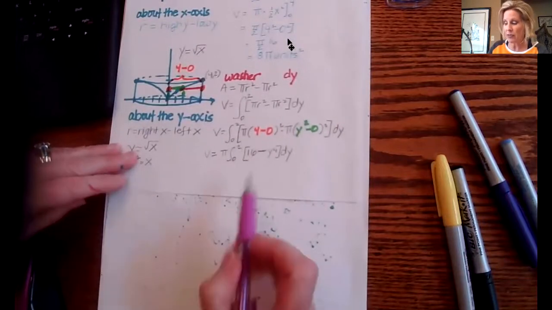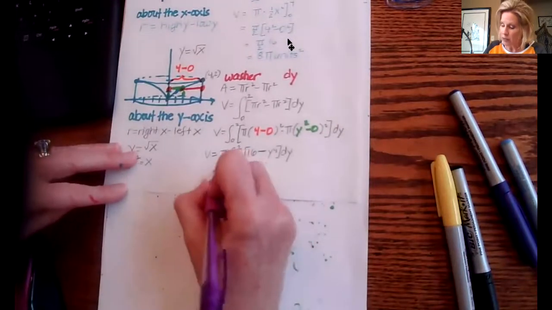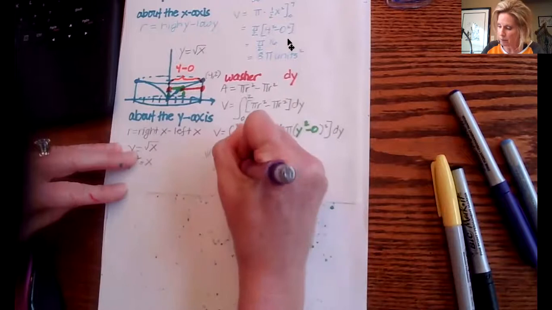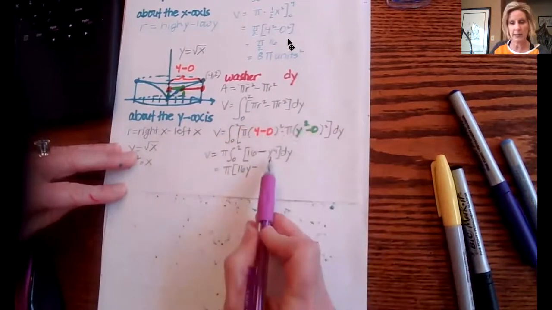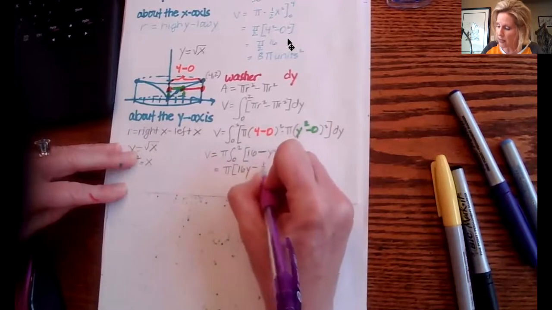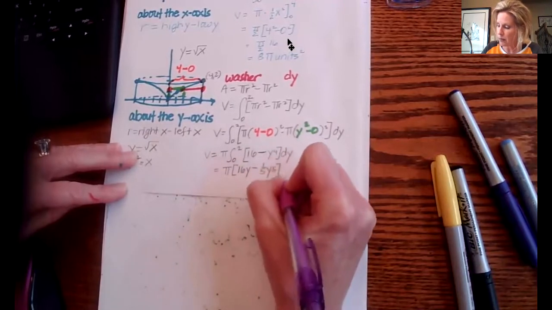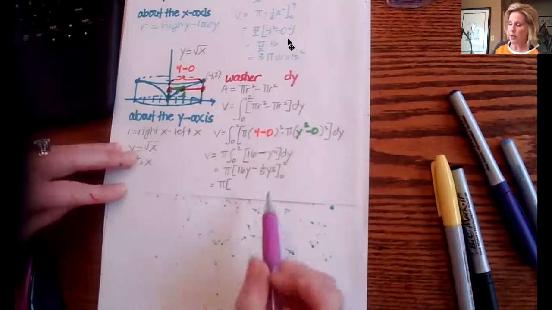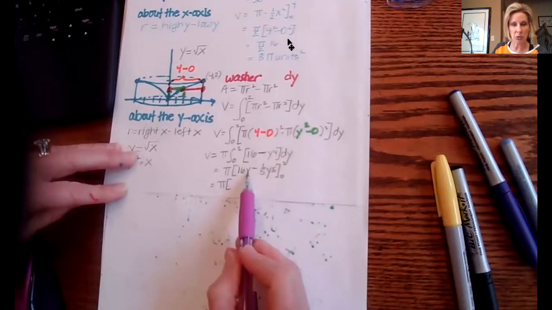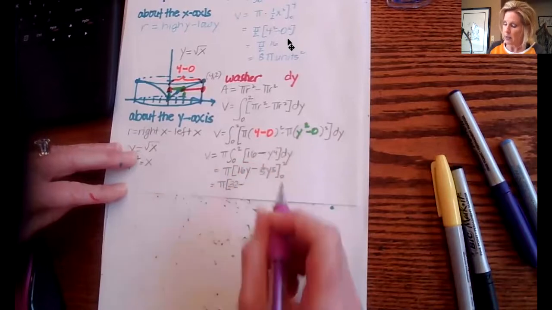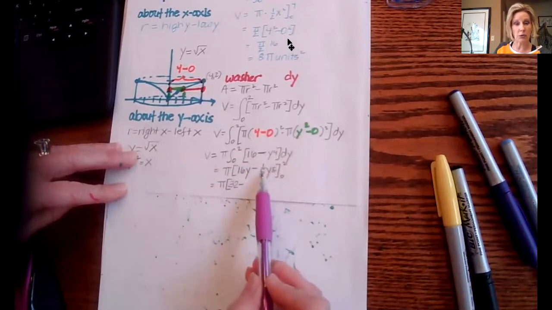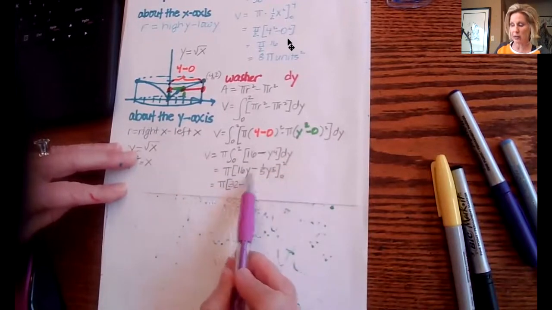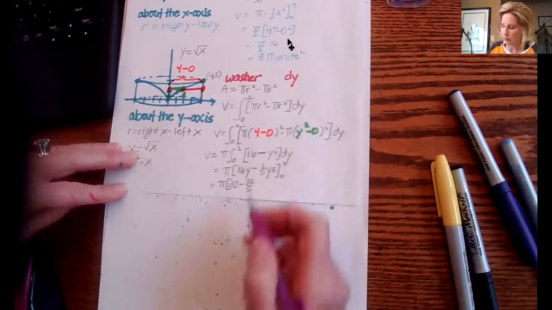So anyway, now this doesn't look too bad to integrate. So I'm going to say that's pi. The antiderivative of 16 with respect to y is 16y. Minus the antiderivative of y to the 4th is 1/5 y to the 5th. And I need to take it from 0 to 2. So I've got pi. When I plug in 2, I'm going to have 16 times 2 is 32. When I plug in 2 to the 5th, I get 32 times the 5th is 32 fifths. And then when I plug in 0, I'm just going to have 0. So it's understood to be minus 0.